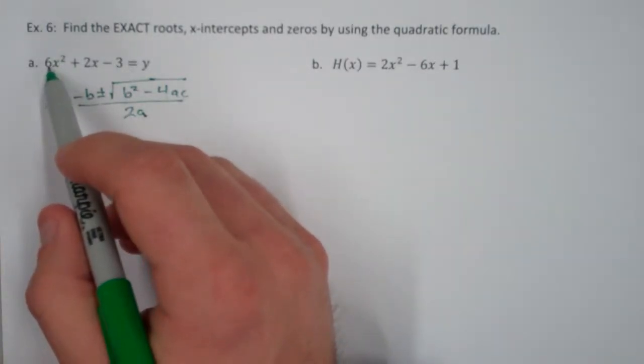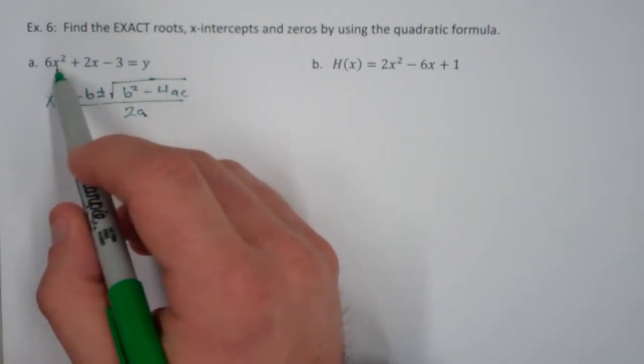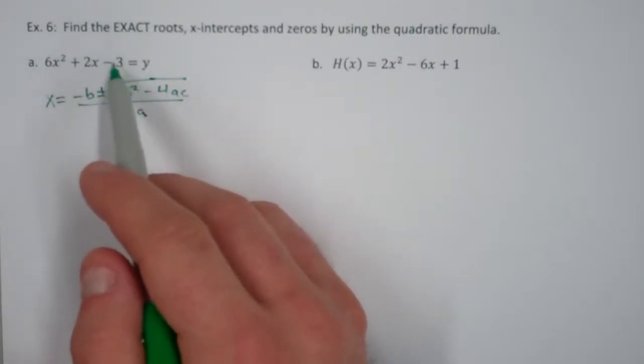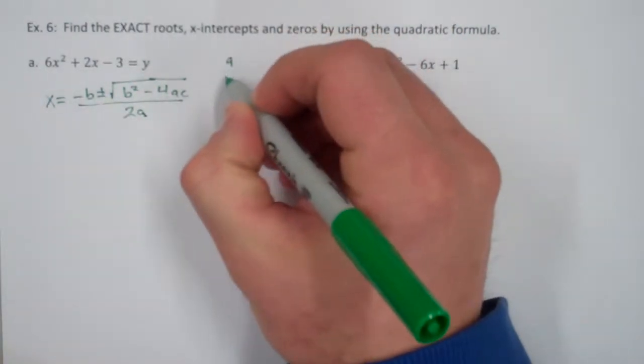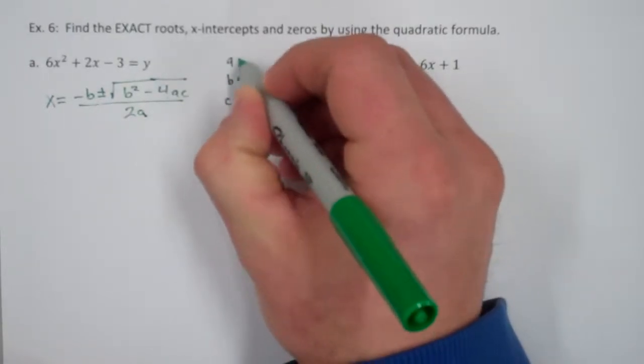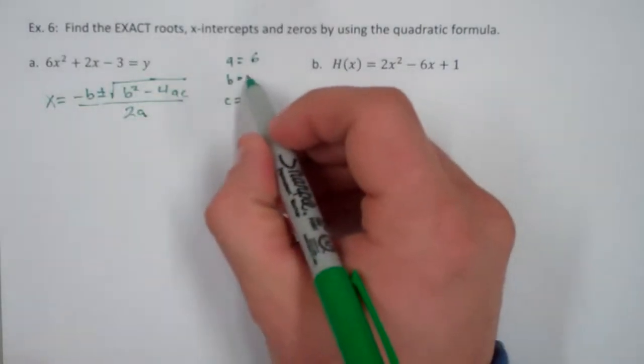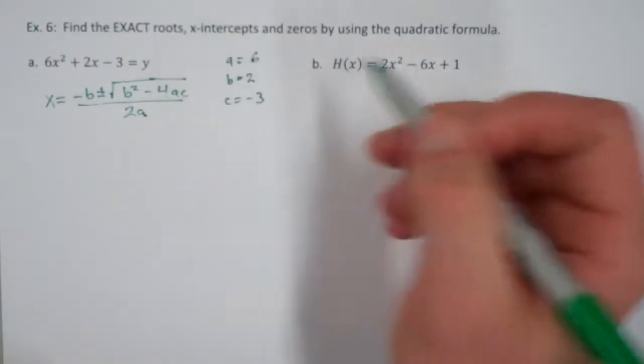And then this is the value of a, that's the coefficient of the x squared term, b is the coefficient of the x term, and then c is the negative 3. So if you prefer, you can write that off to the side. You don't have to do this, but it can kind of help sometimes. So the a is 6, the b is 2, and the c is negative 3.